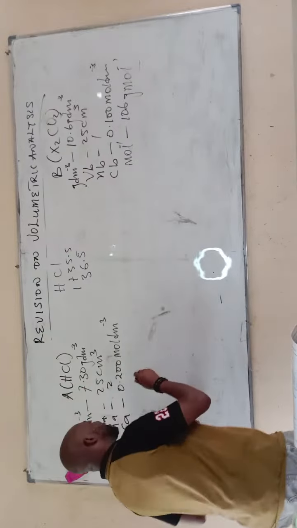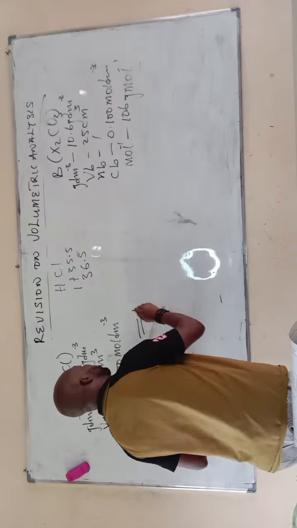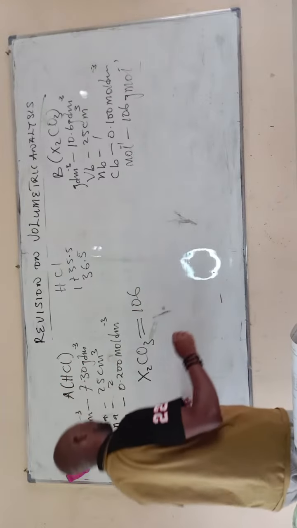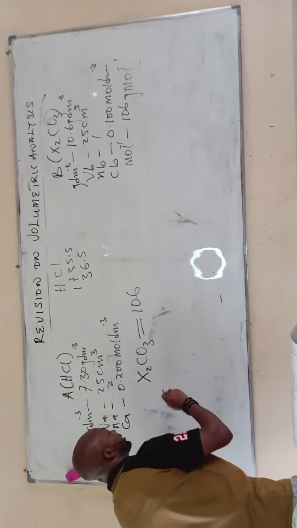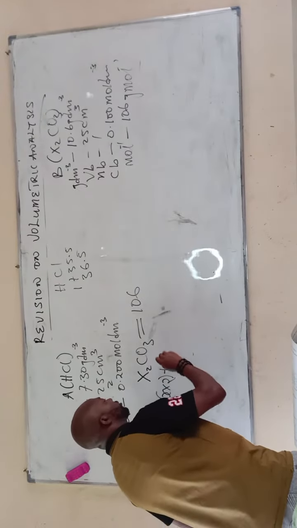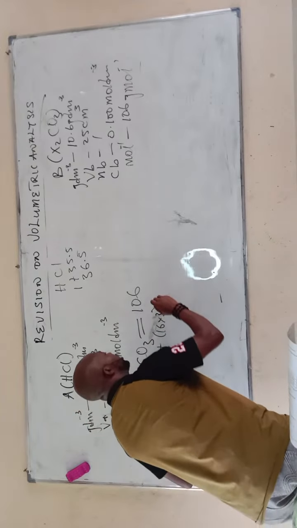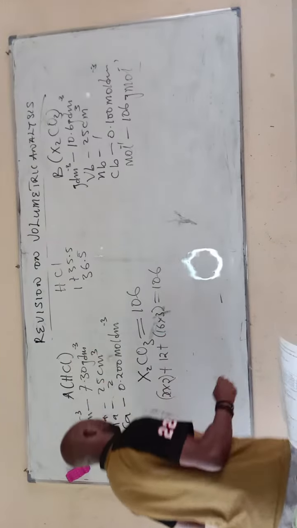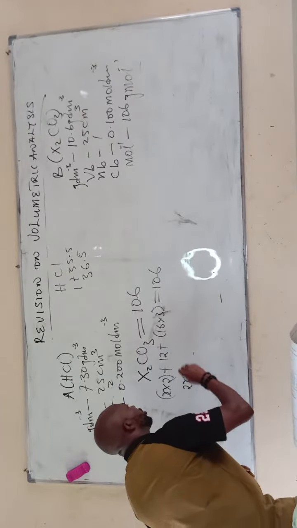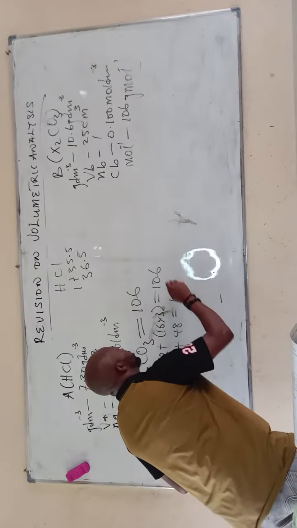Okay, we say that X2CO3 is equal to 106. This is X times 2, plus carbon is 12, plus oxygen is 16 times 3, is equal to 106. So 2X plus 12 plus 48 is equal to 106.